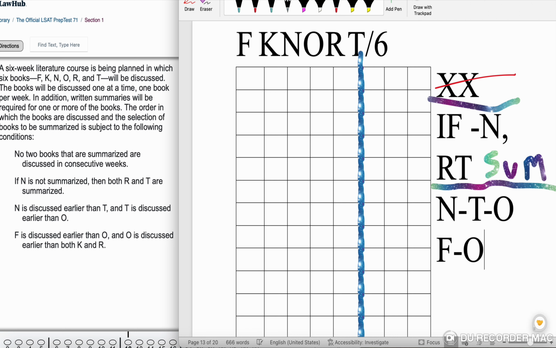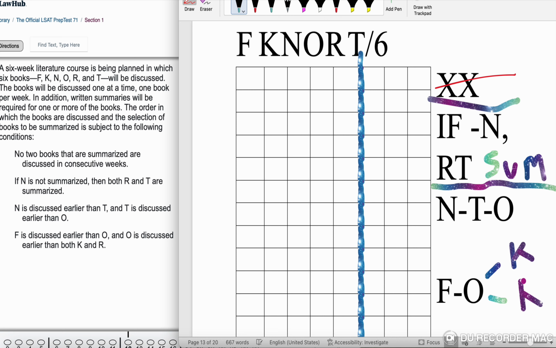And O is discussed earlier than both K and R. So let me go ahead and move this down if I could. For this one, O is going to have K, and this one is going to have R. So now we have all the conditions. Let's go and look for the last one real quickly, that way we can make sure that it's all being applied.